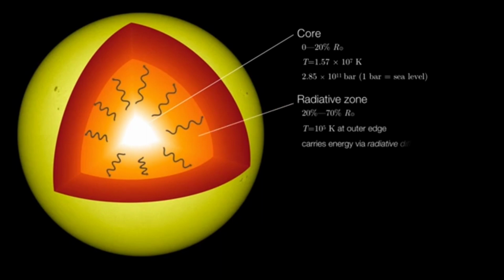The next major zone is the radiative zone. It extends out to about 70% of the sun's radius. Now, the temperature in this zone cools from nearly 15 million Kelvin down to about 100,000 Kelvin at the very outer edge. Now, in this environment, energy is carried away via a process called radiative diffusion.